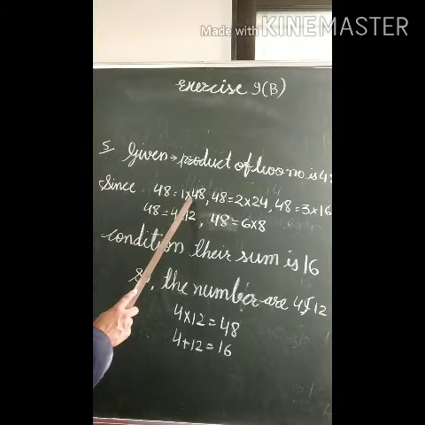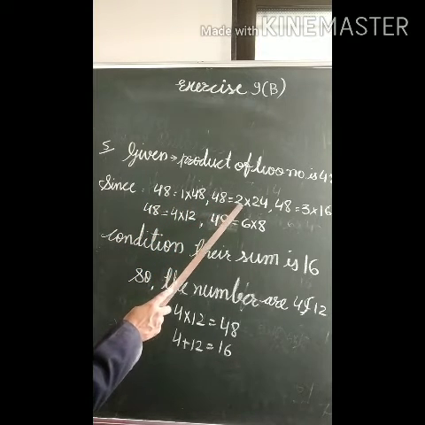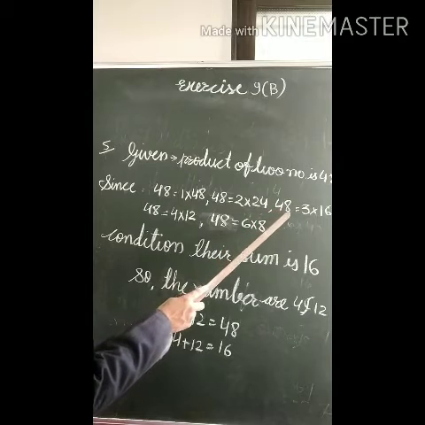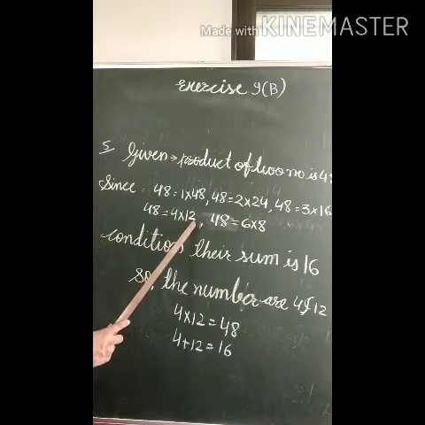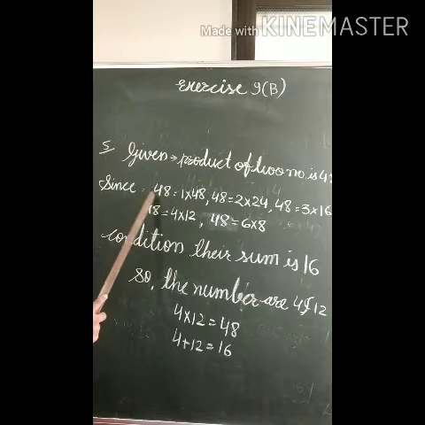Like 48 is equal to 1 multiplied by 48, 48 is equal to 2 multiplied by 24, 48 is equal to 3 multiplied by 16, 48 is equal to 4 multiplied by 12 and 48 is equal to 6 multiplied by 8. So all the possible pairs of numbers whose product is 48 we wrote here.